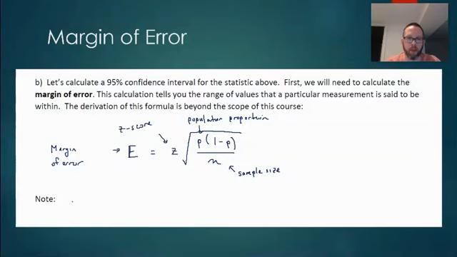And one note here, think about what happens as n gets really big. As n gets really big, you're dividing by a bigger and bigger number, and the margin of error goes down because you get a smaller and smaller number. And this is good, right? This makes sense. The more you sample, the more likely it is you're getting an accurate result, and your margin of error will shrink. So just want to note that as n increases, the margin of error, E, decreases.